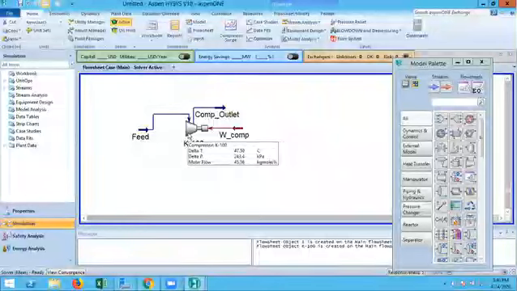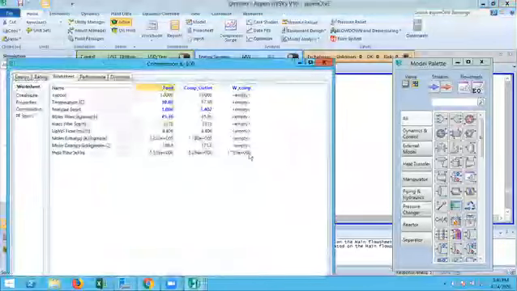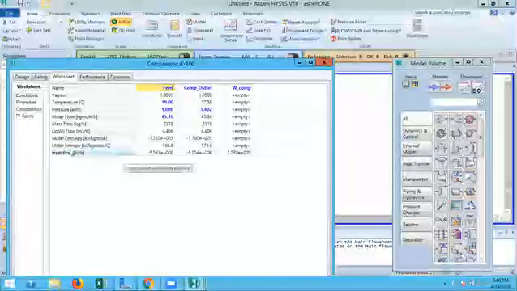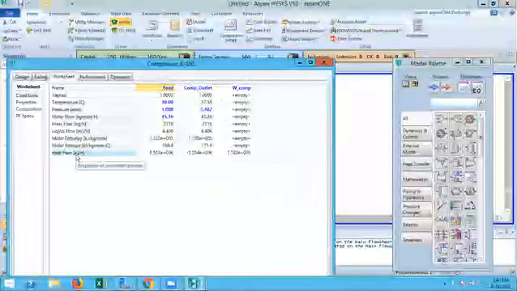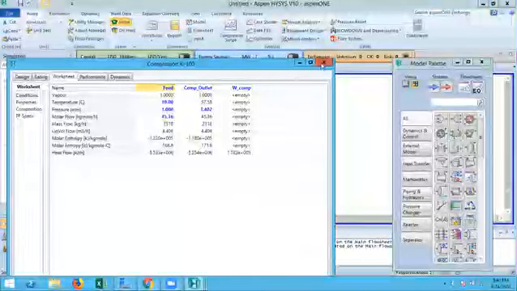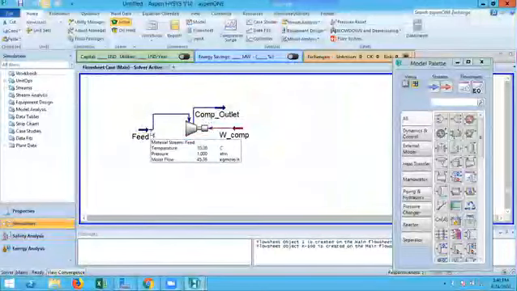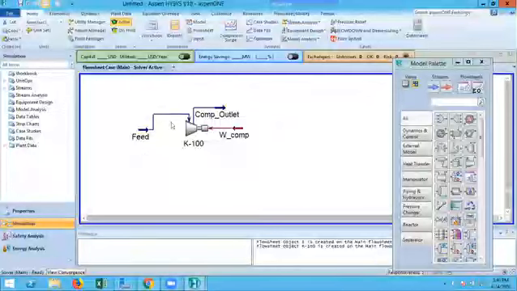Now the compressor has been calculated, and you can see that the work needed to do this compression is given here. We call it heat flow, but that's basically work. It's an energy stream and it has the same unit, kilojoules per hour. So that's the work needed to compress this mixture of hydrocarbons from 1 atmosphere to 50 psi absolute.